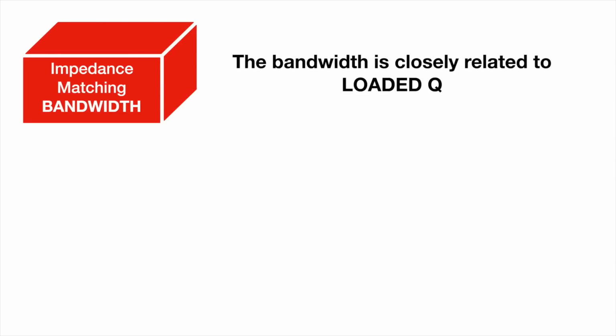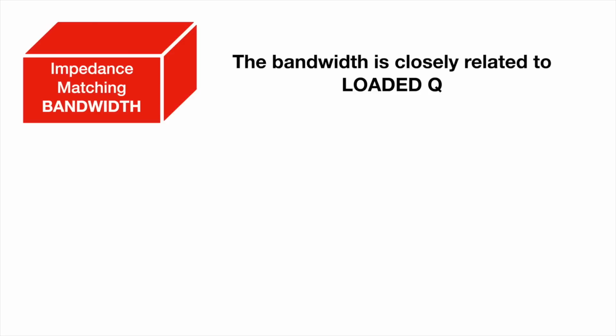Now, the bandwidth is closely related to the loaded Q. I don't really want to get stuck into Q. Q is enormously confusing, I find, mainly because there are at least three different definitions of what Q is. We can talk about unloaded Q, which largely is confined to individual components. We can talk about a capacitor or a crystal in a crystal filter, and it is a measure really of how effectively they use the energy which comes through them.